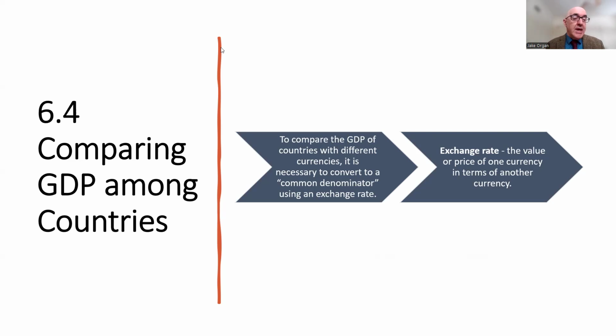When we talk about the size of the Chinese economy, we say $19 trillion. But obviously, they don't use dollars in China. So what we've done there is converted Chinese yuan into dollars. And how do we do that? We have to use the exchange rate, which is the value or price of one currency in terms of another currency.